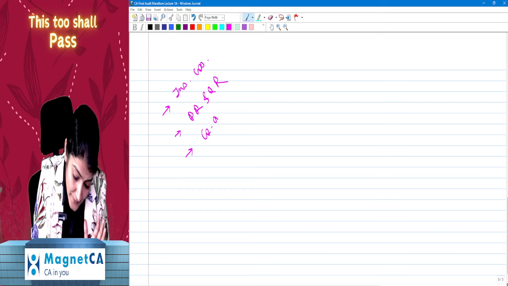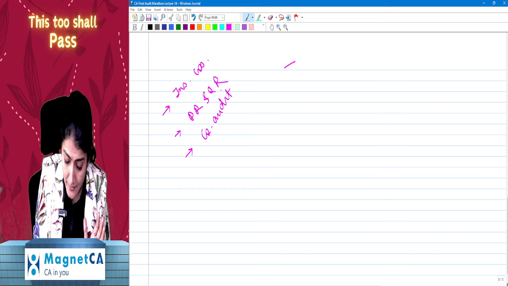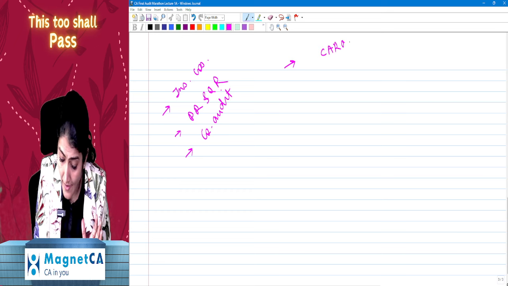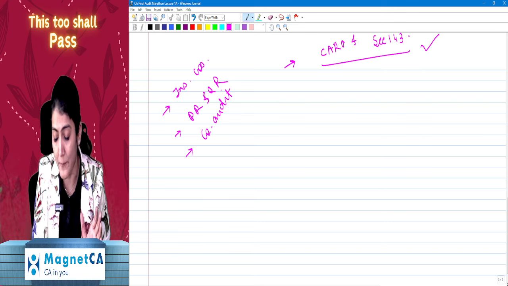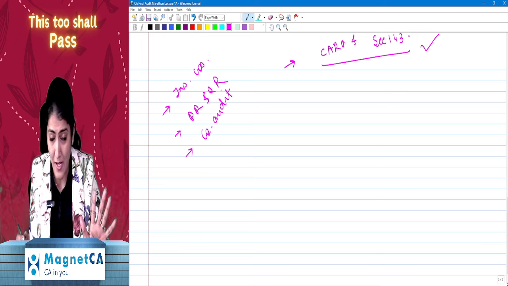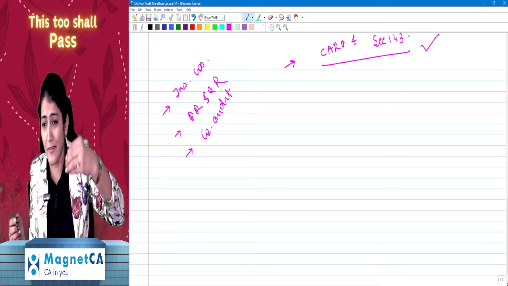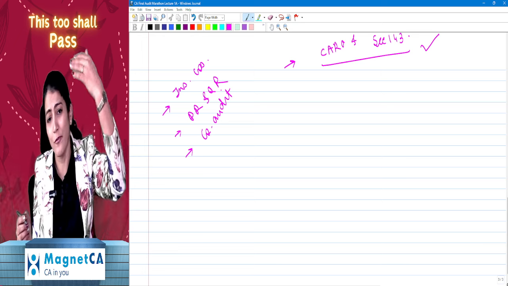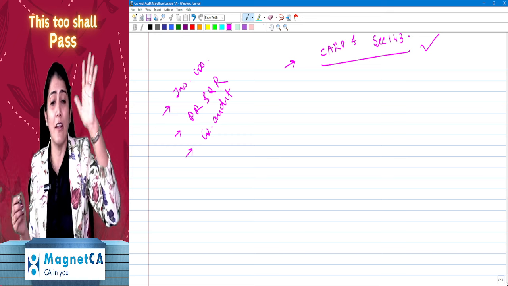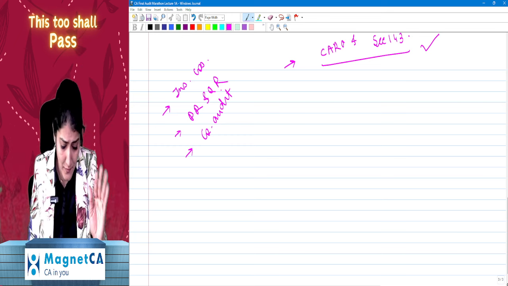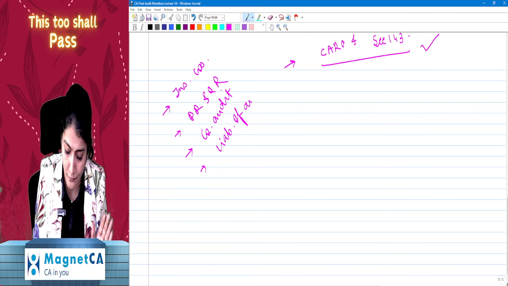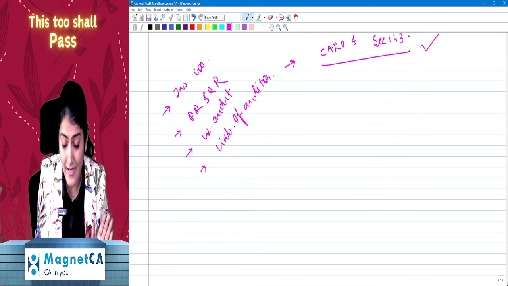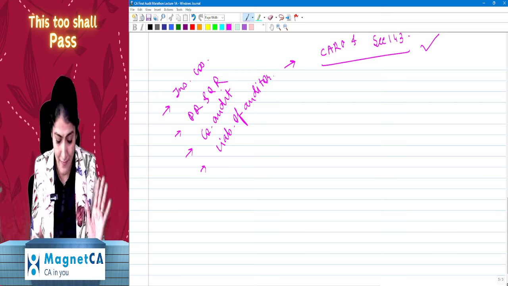Then you had the company audit. Of company audit, only the CARO and section 143, which is regarding the rights and duties of company auditor, is applicable. But all that section 139, 140, appointment, removal, is in the self-paced learning module. So that is not applicable. Then there is a chapter on the liabilities of auditor under Companies Act and Income Tax Act. Even that is not there.